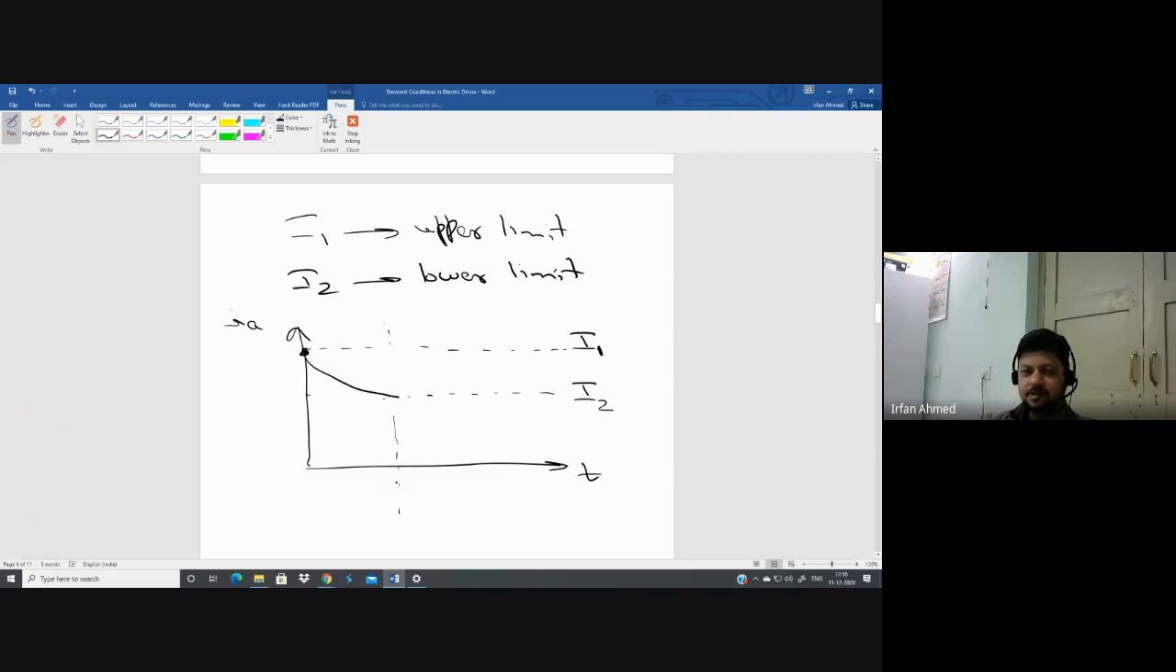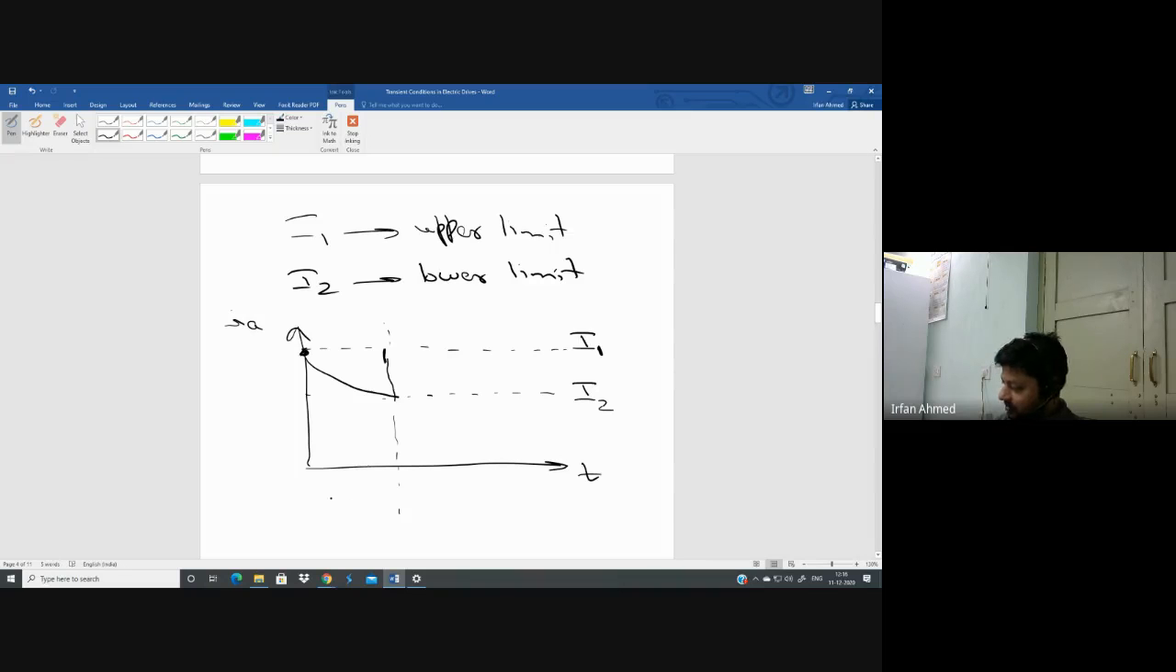At this instant, the current falls to I2. Now, to have faster starting, we don't want the current to fall below I2. So we cut off a section of resistance. That section is so designed that as soon as you cut it off, your current jumps back to I1, provided, of course, that you are neglecting the armature inductance. If you consider the armature inductance, it will take some time to reach I1.